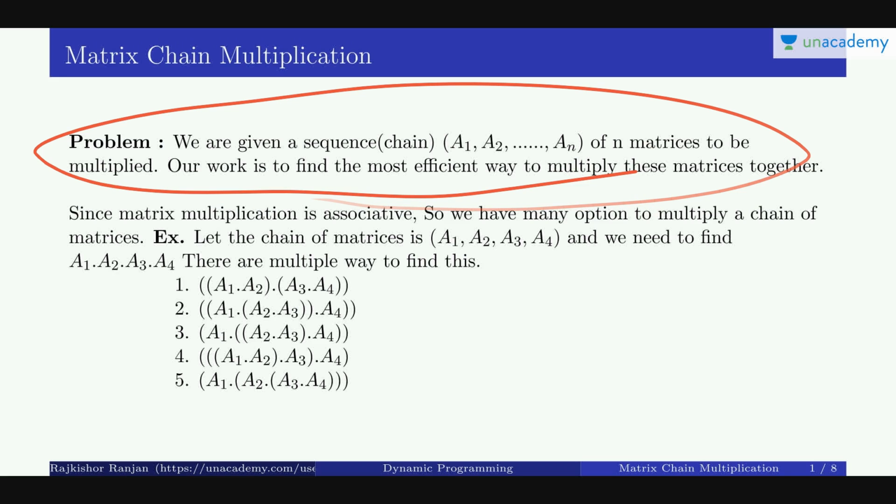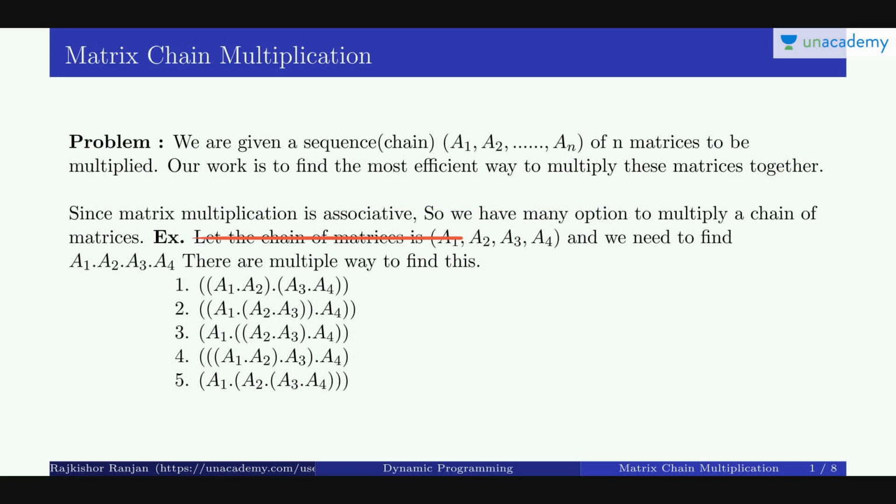Since matrix multiplication is associative, we have many options to multiply a chain of matrices. If we think about four matrices like A1, A2, A3, A4, then there are multiple ways to find the multiplication of A1, A2, A3, A4. Let's think about the first way. Here we are multiplying first A1, A2, then A3, A4, and then we are multiplying the matrices formed after the multiplication of A1, A2 and A3, A4. This is the first way.